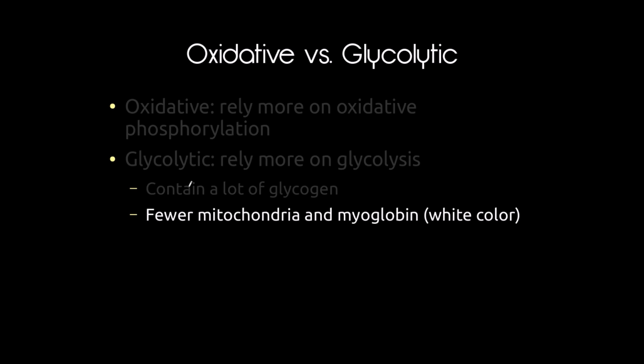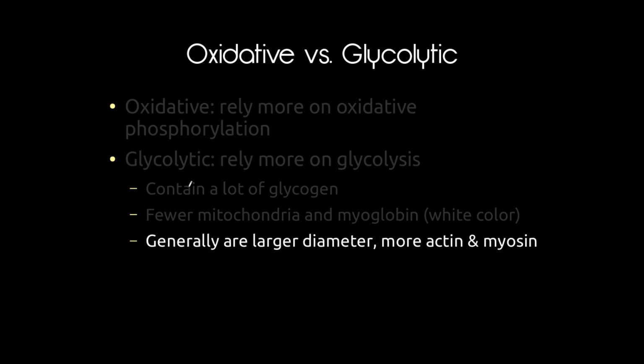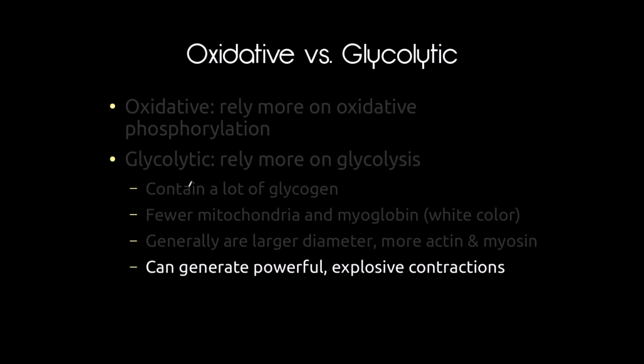They're also going to have fewer mitochondria and myoglobin, so unlike the oxidative fibers, which tend to appear red, these glycolytic fibers are going to tend to look white. And generally they're larger in diameter, because they contain more actin and myosin filaments. So they're containing more thick and thin filaments, and this is going to generate higher tension. These can actually contract more strongly, generally, than oxidative fibers can, because of this increased amount of actin and myosin.